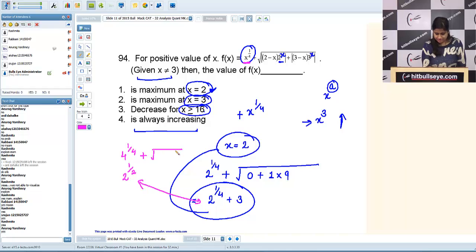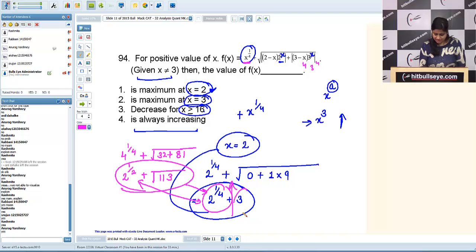Plus, this is 2 minus 4, which is minus 2, 2 raised to power 4, which is 16, so it will be 32. Plus, again you are putting 4 here, so you are getting 81. So you can compare that every time this expression is increasing and this expression is also increasing. So we can say that this function is increasing. Go by value putting only. I'm not going to use any derivative funda here. Is it okay? Clear?